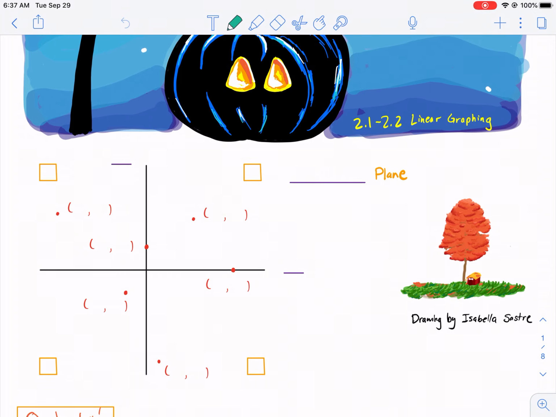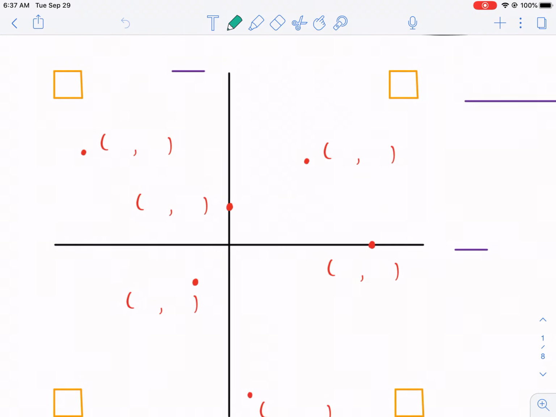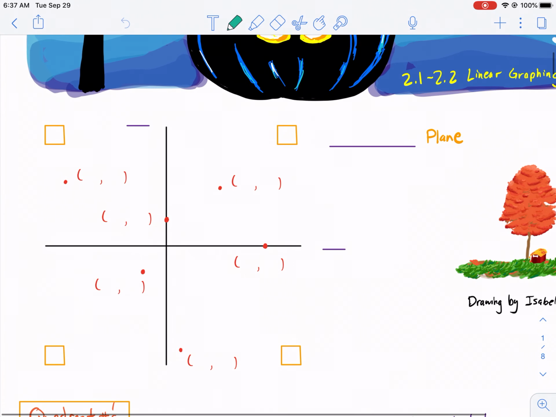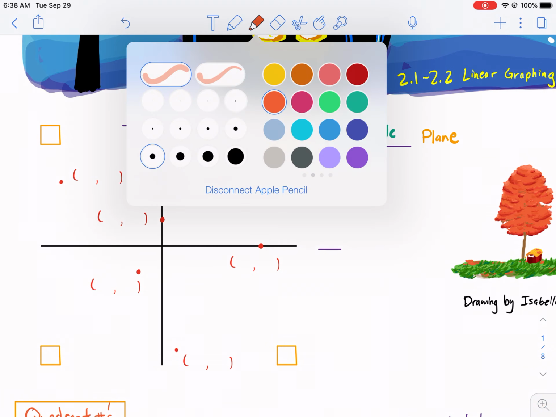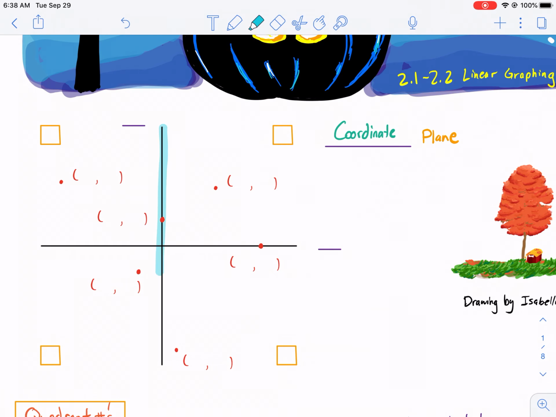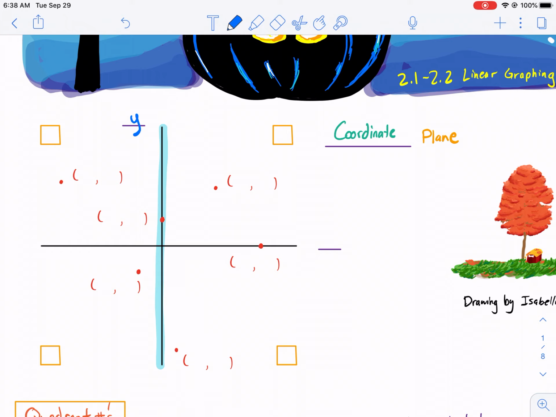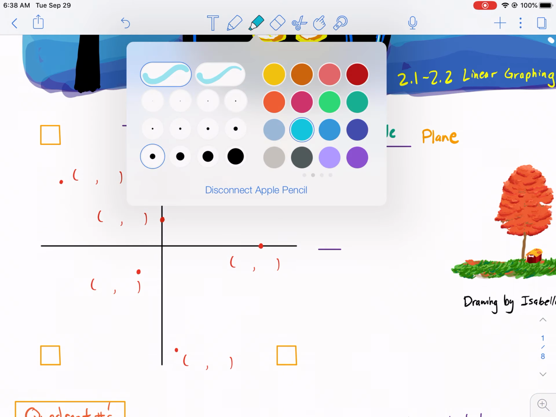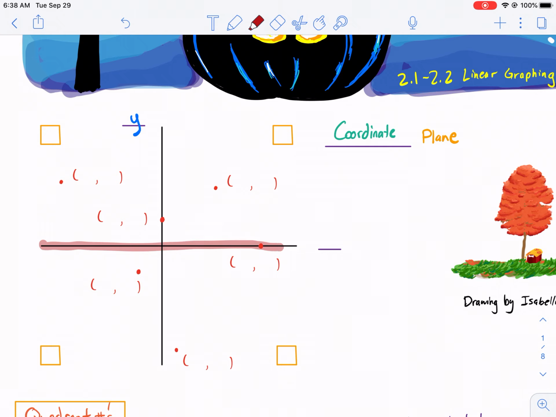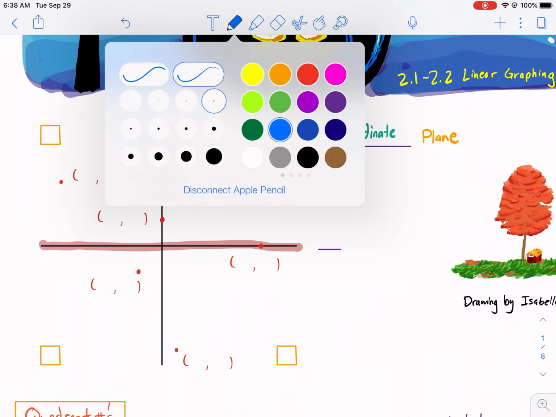So this thing right here that we have drawn looks kind of like a mess, but it just has some pre-labeled points. This is the coordinate plane. It's a plane of two different axes. This is a vertical axis, and we call this the y-axis. And then we have a horizontal axis. This is the horizontal one, and this is known as the x-axis.